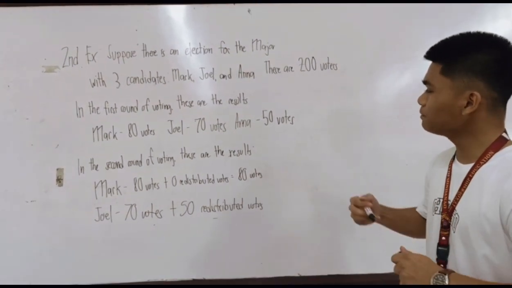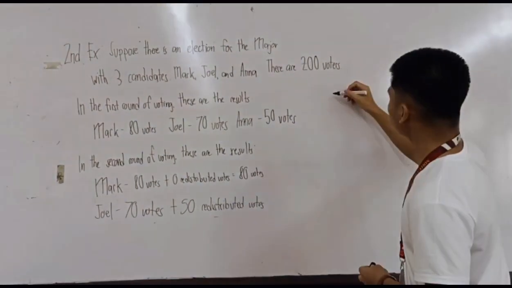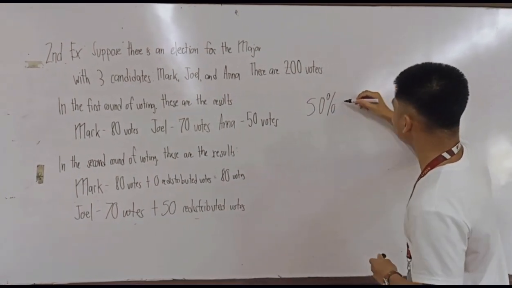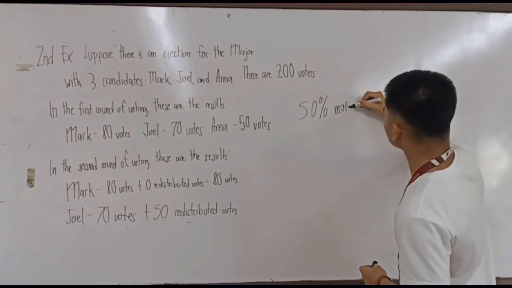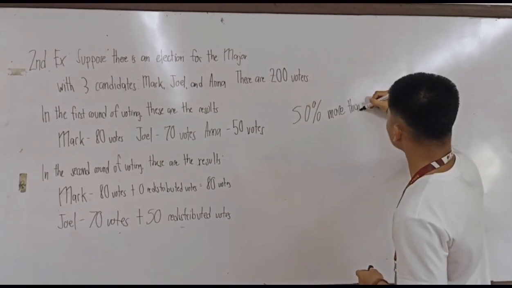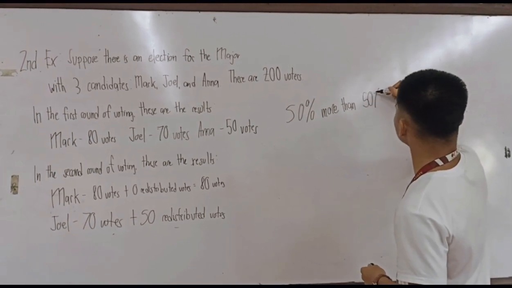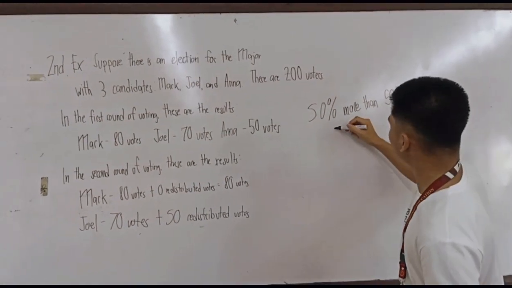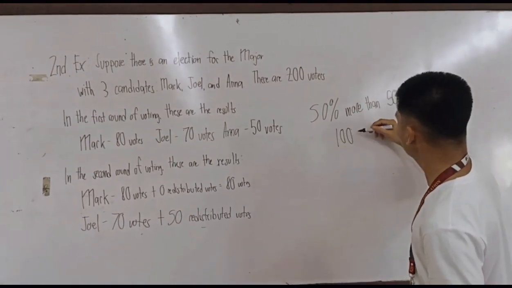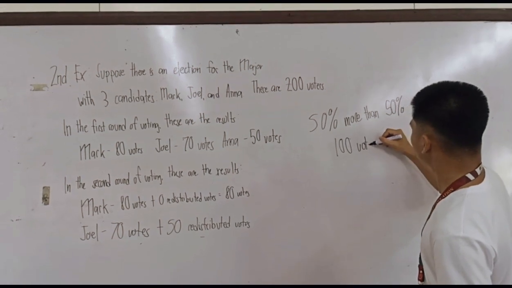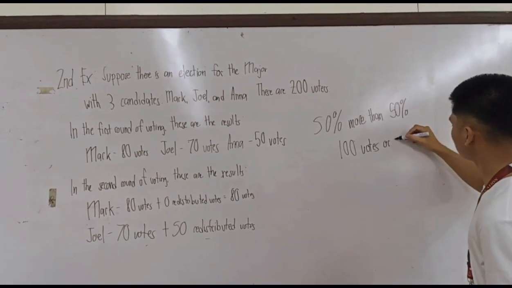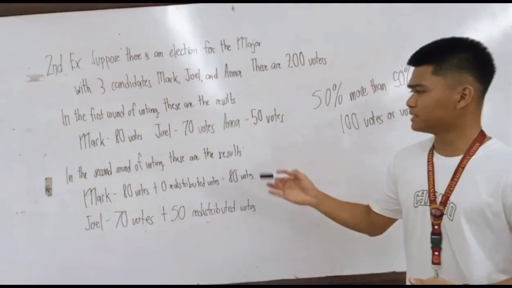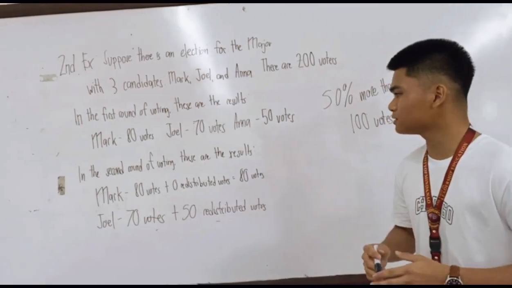Among them, none achieved the 50% majority. The majority must be above 100 votes out of the voters. So in the second round of voting, these are the results.